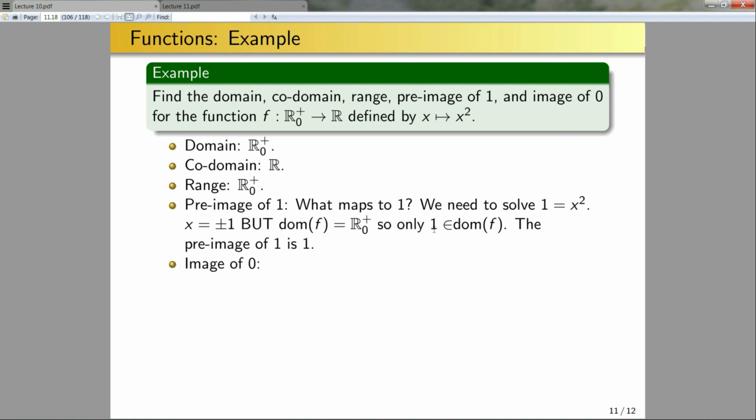Next, what's the image of 0? This is asking, what does 0 map to? Well, when I plug 0 into this x squared function, what comes out? 0. So the image of 0 will simply be 0.